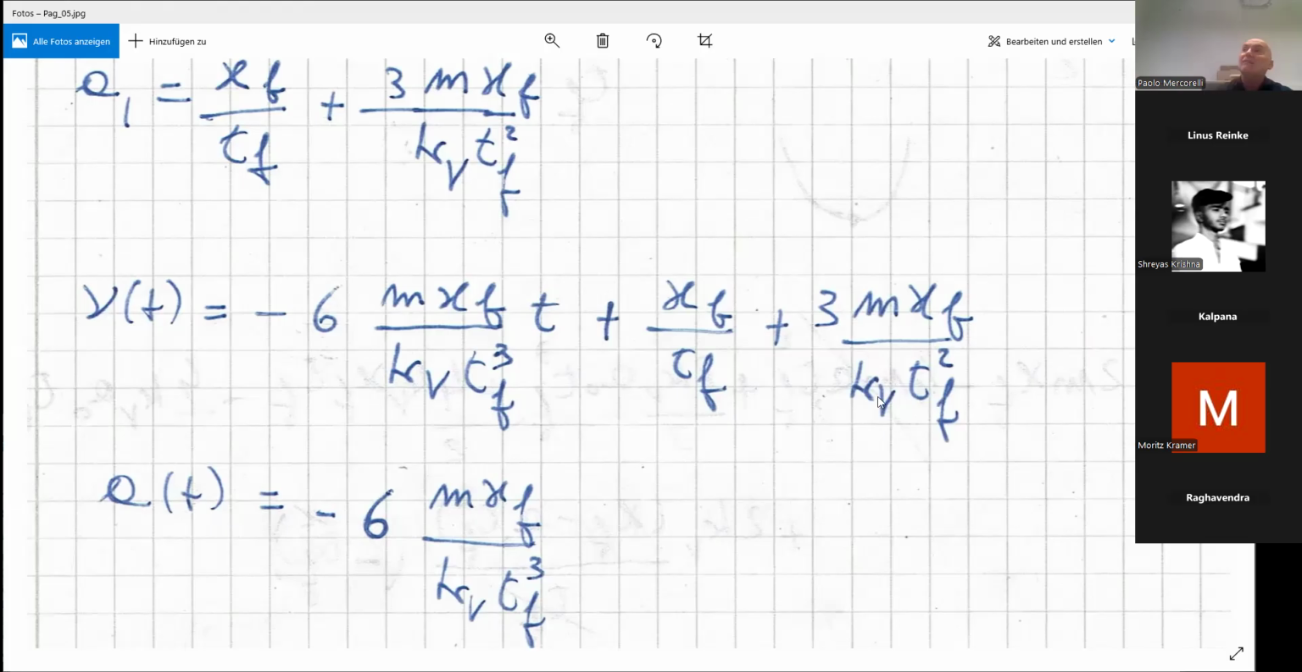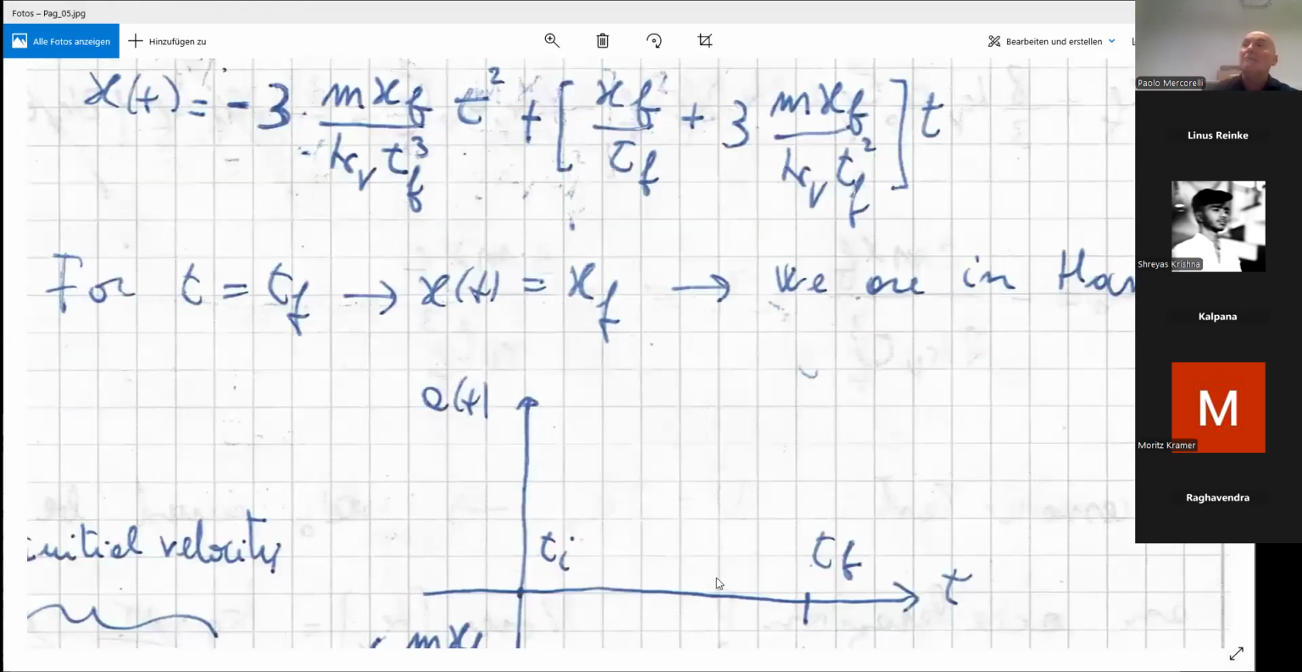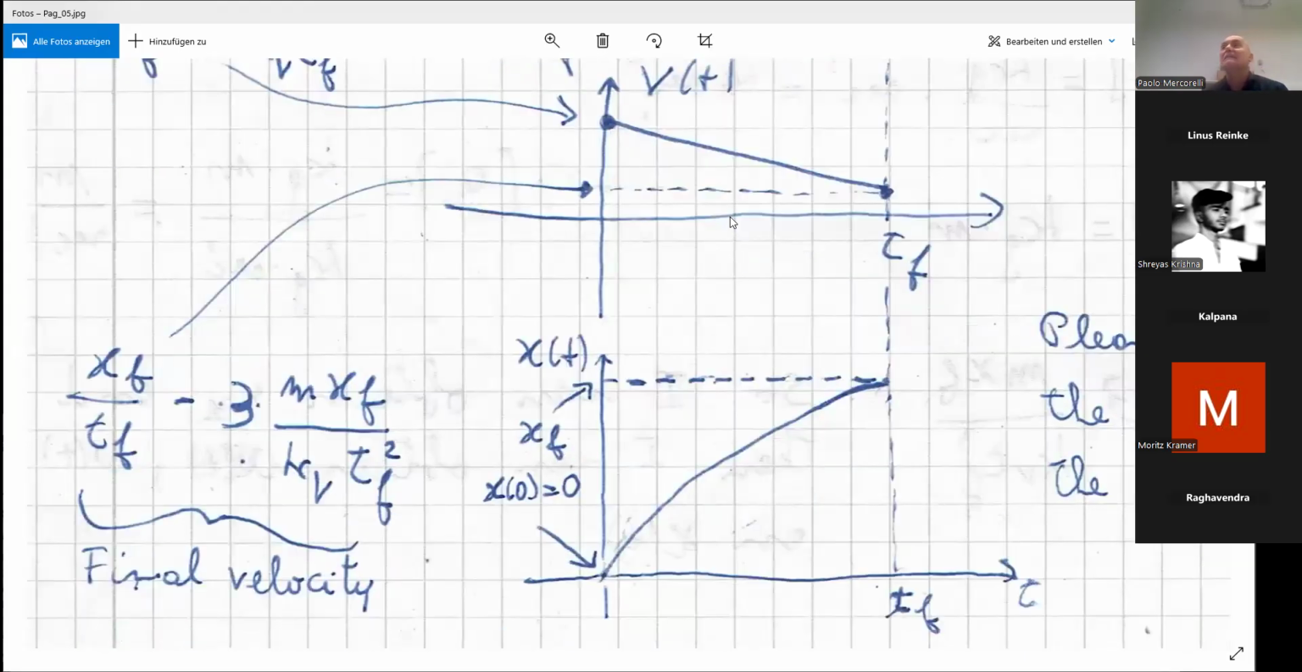We can see that the velocity is a linear function with respect to the time. Acceleration I already calculated before. And of course, I can calculate also x of t, because x of t was a function of A0, A1, and A2 was 0. So x is a parabola with respect to the time. Basically, I have here the acceleration, which is in the break phase, and I have here the velocity. And here it seems that we have the x of t.